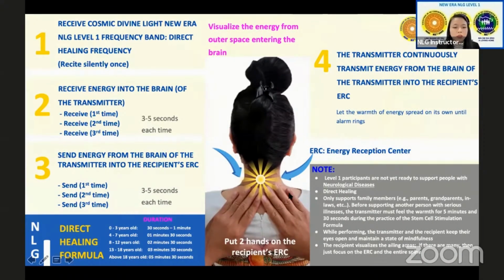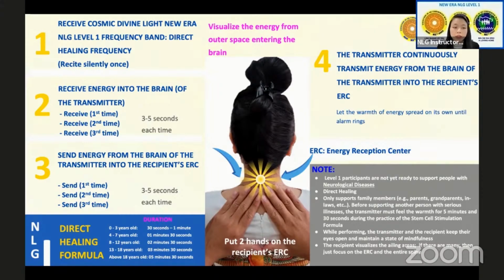Okay, this is another healing frequency, which we call the direct healing frequency. Now, this formula is one that you would use on other people. You do not use it on yourself, because for yourself, you have the self-healing. But for other people, you would use this formula here. Please note that level 1 participants are not yet ready to support people with neurological diseases. So just keep that in mind.